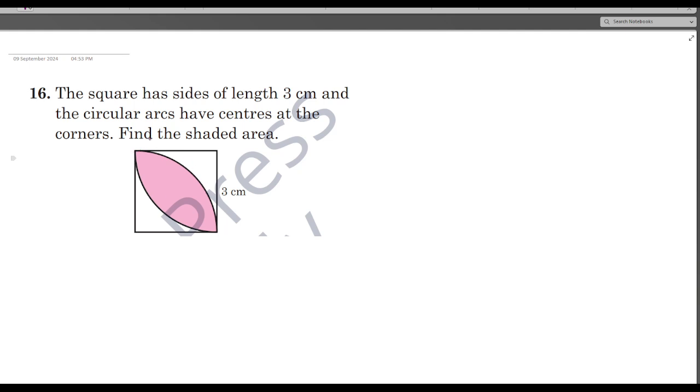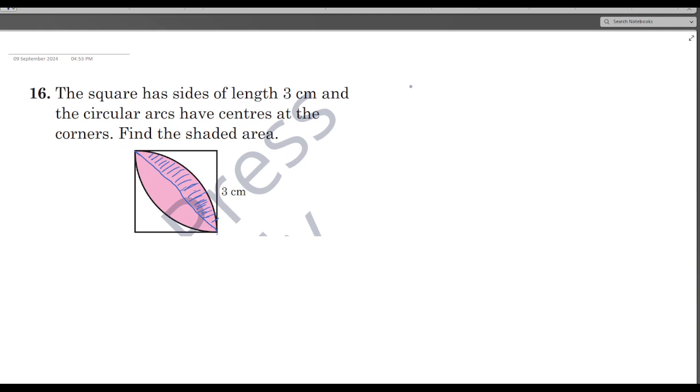Okay, now let us understand that this shaded area, if I draw this diagonal, then this part of the shaded area will be the area of a segment. So 2 times the area of the segment will give you the required shaded area. You get the area of the segment by the formula: area of sector minus area of triangle.